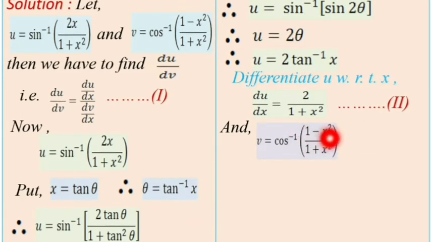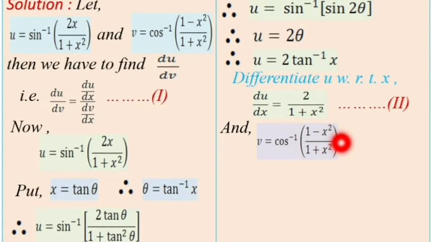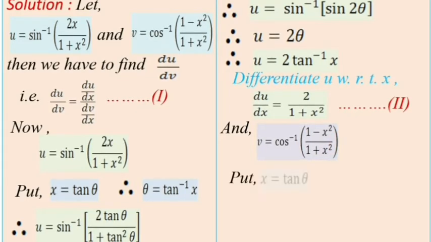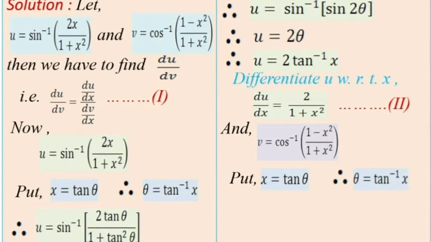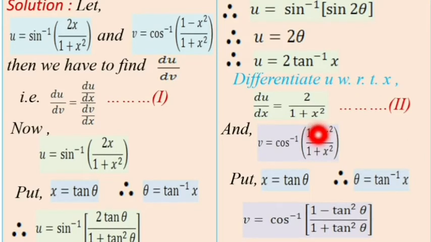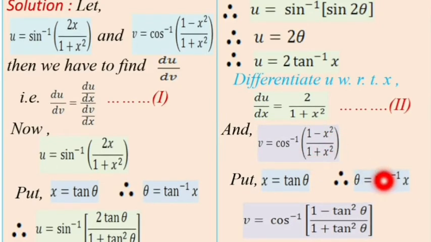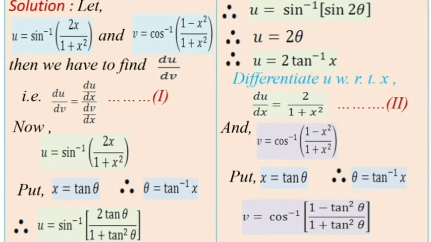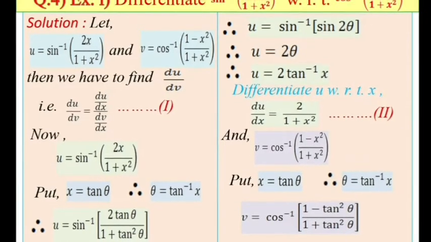Here we substitute x equal to tan theta, then 1 minus tan square theta upon 1 plus tan square theta is nothing but cos of 2 theta. So we substitute x equal to tan theta, where theta equals tan inverse of x. Substituting this value in the given equation, v becomes cos inverse of, in brackets, 1 minus tan square theta upon 1 plus tan square theta. Now taking the formula in the next step.